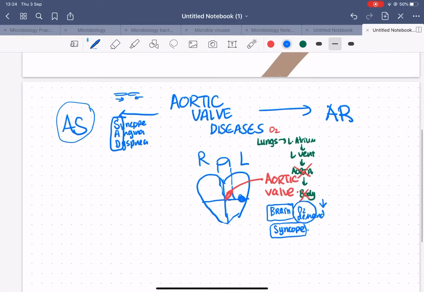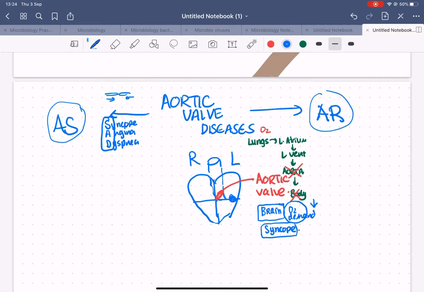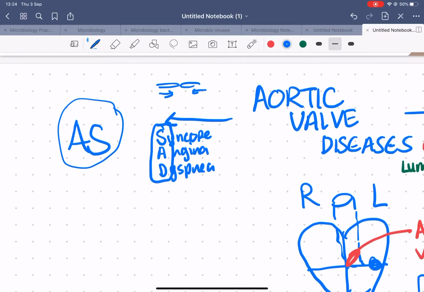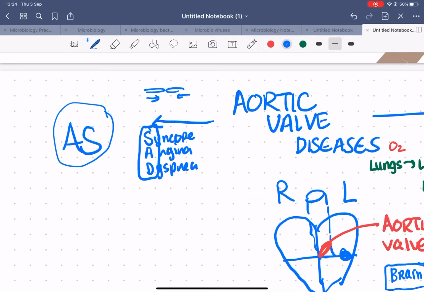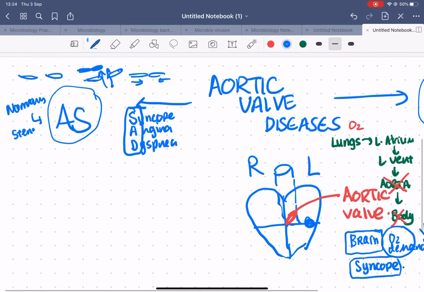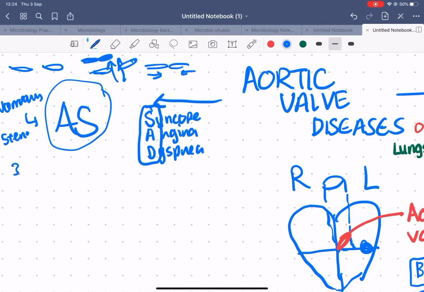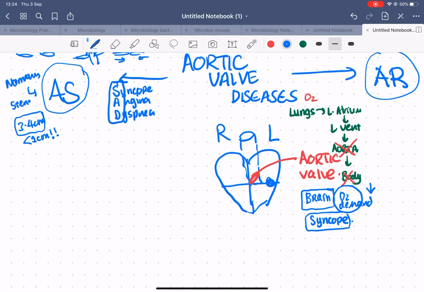Now, when it comes to a couple of key differences between AS and AR, aortic stenosis is basically when your valve fails to open. This is the valve that's shut, and this is the valve that's open. When it's open, if it fails to open all the way, if there is some kind of narrowing, that is known as stenosis. Now, normally, the aortic valve has an open area of 3 to 4 centimeters. But in stenosis, this opening can be even less than 1 centimeter, which is a massive difference, and a big, big change, okay?